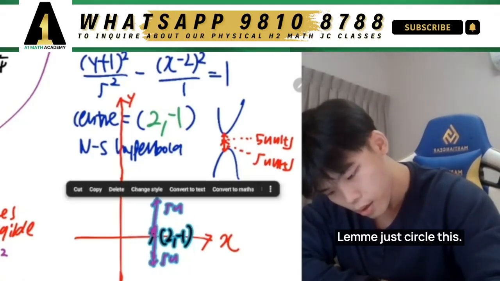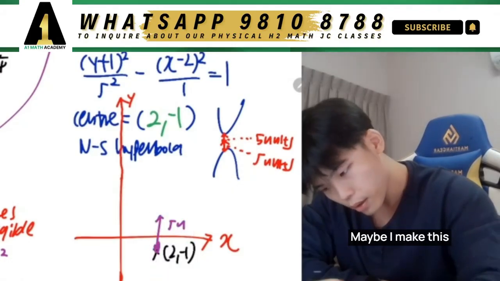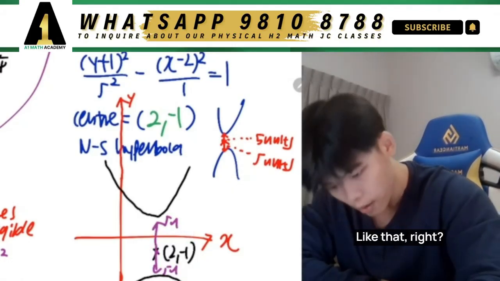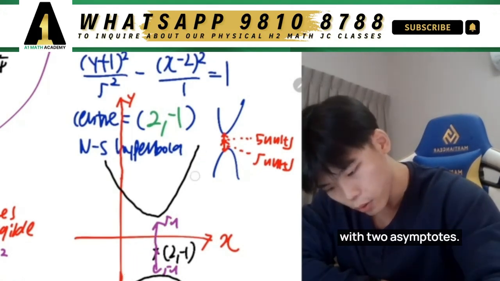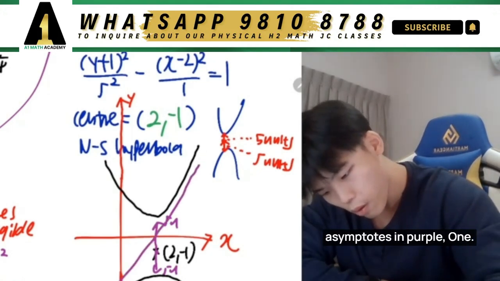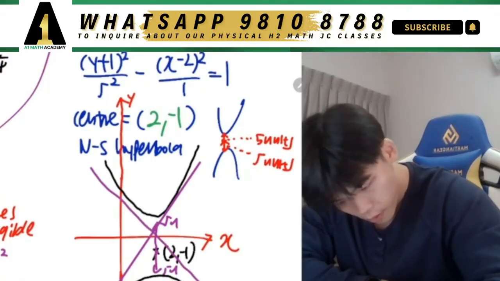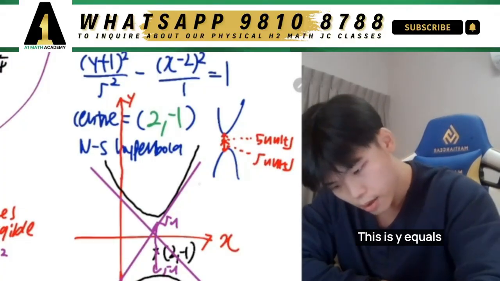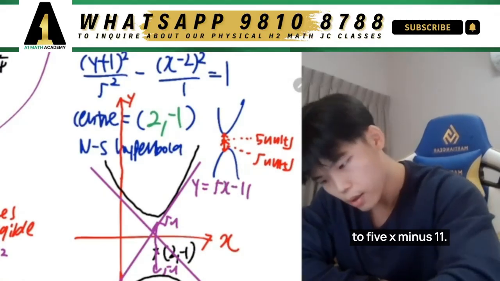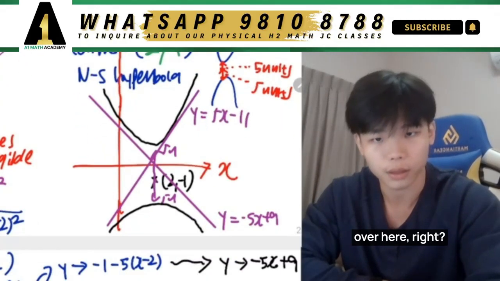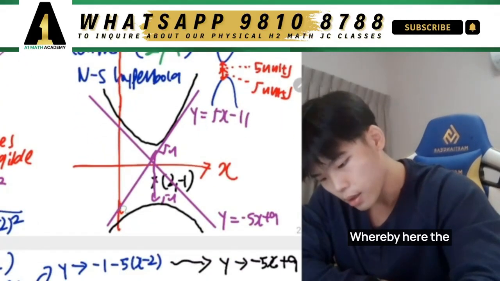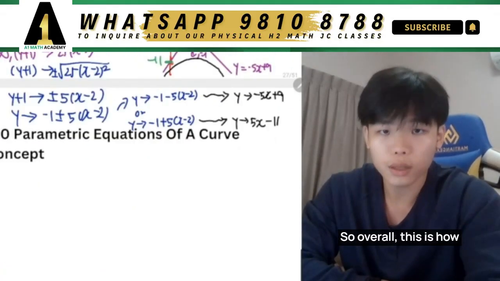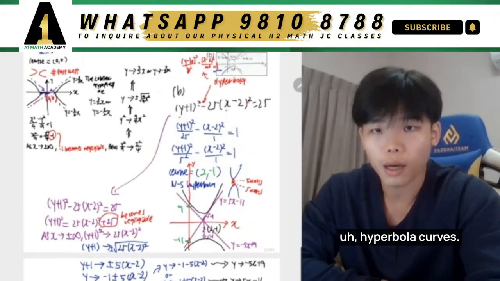Okay, let me just circle this. I'll just bring this up slightly. Maybe I make this a bit shorter, right? And then I make this a bit shorter, and then this should be able to fit. So like that, right? And then I end up with 2 asymptotes. So I'm just going to draw the big asymptotes in purple. This one is y equals to negative 5x plus 9. This is y equals to 5x minus 11. So that will make more sense in this context over here, right? Whereby here the y-intercept is minus 11, and then the y-intercept here is 9. Okay, so overall, this is how we sketch the two hyperbola curves.